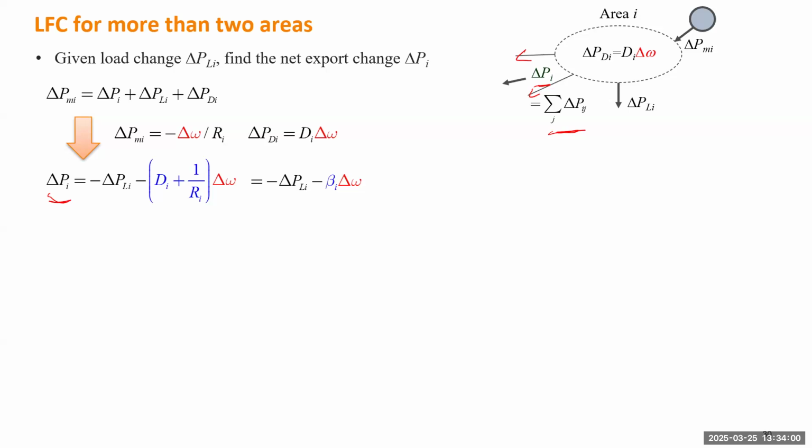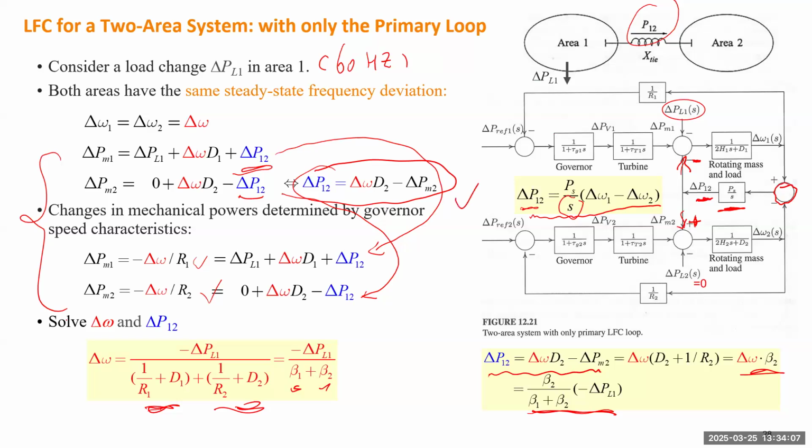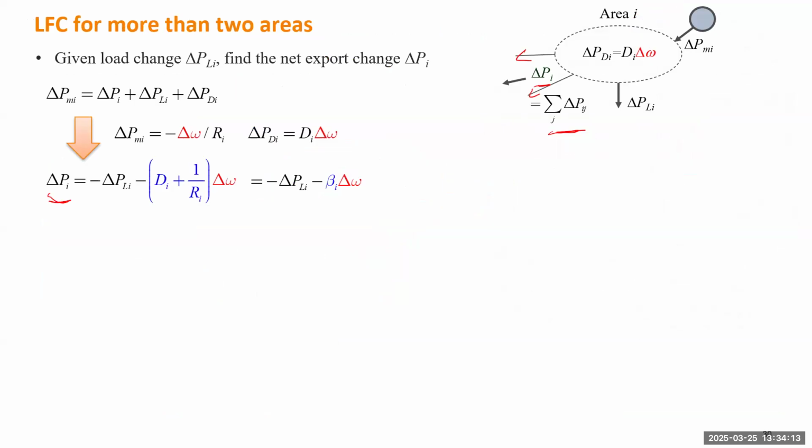This is basically the same formula as from the previous slides. For instance, that is basically a generalization of this formula when we consider multiple areas. So we still can define everything in these parentheses as beta factor.